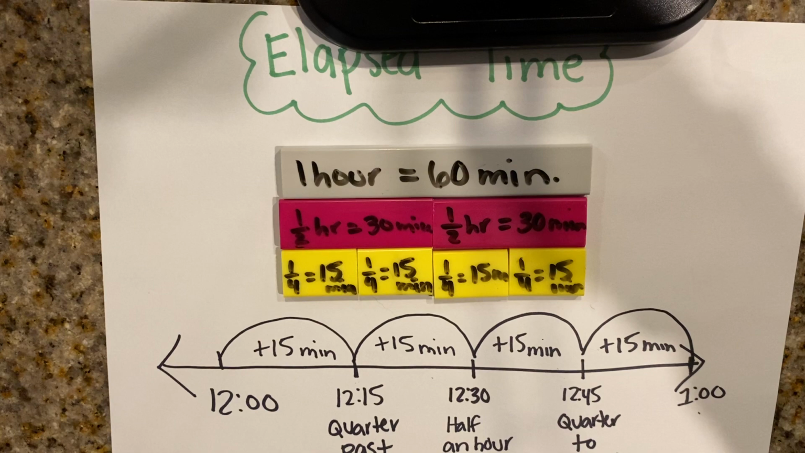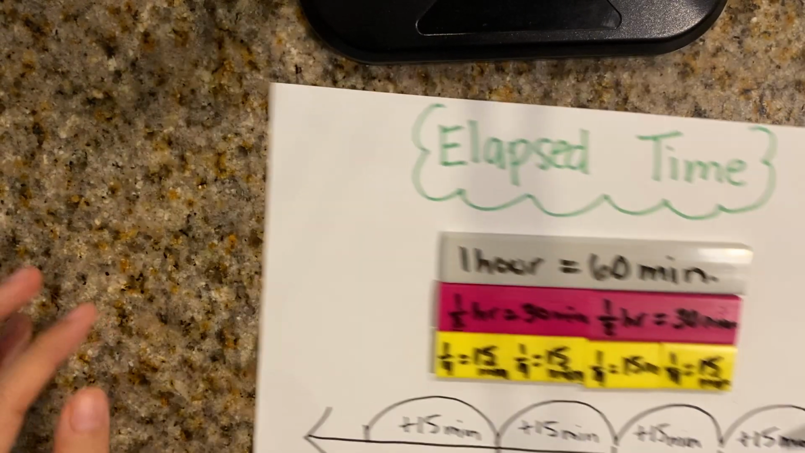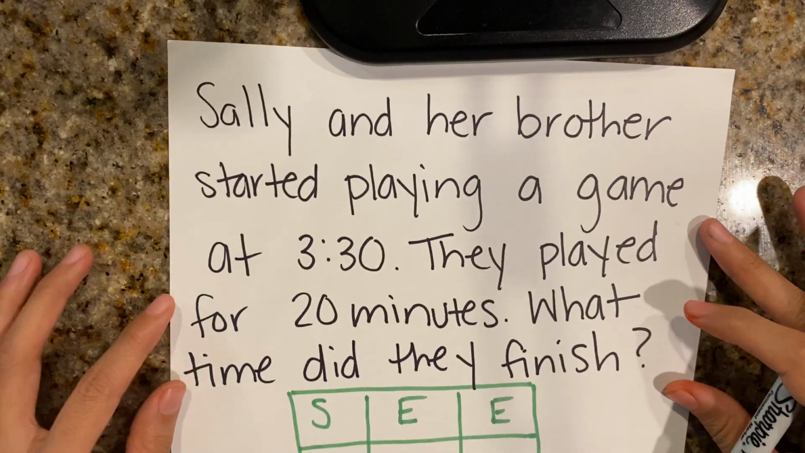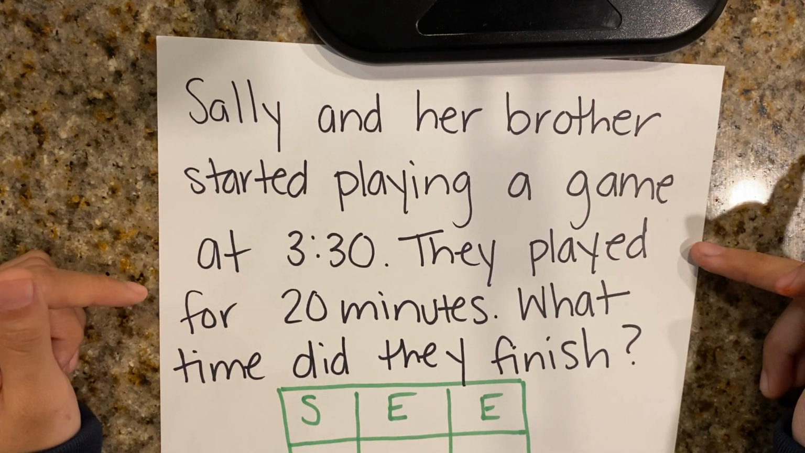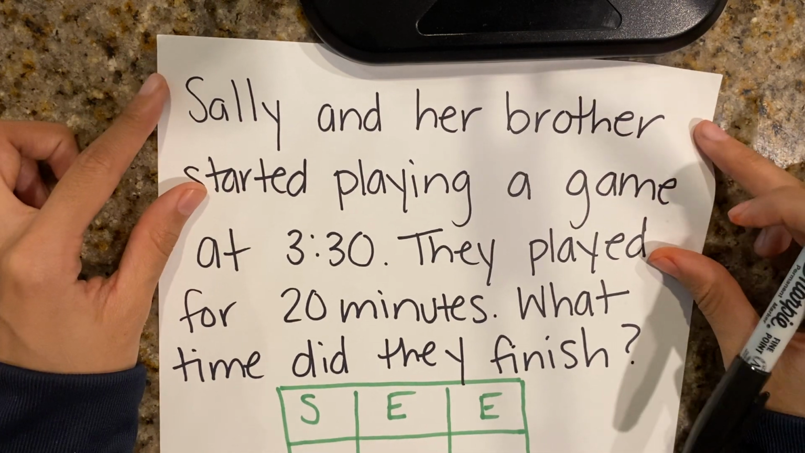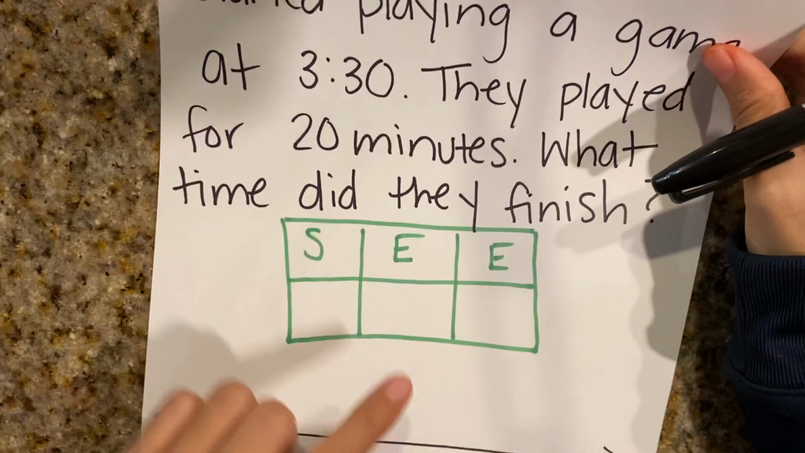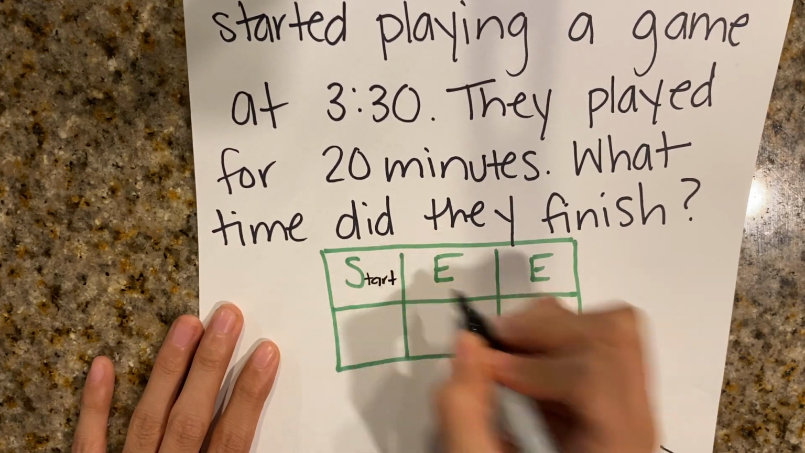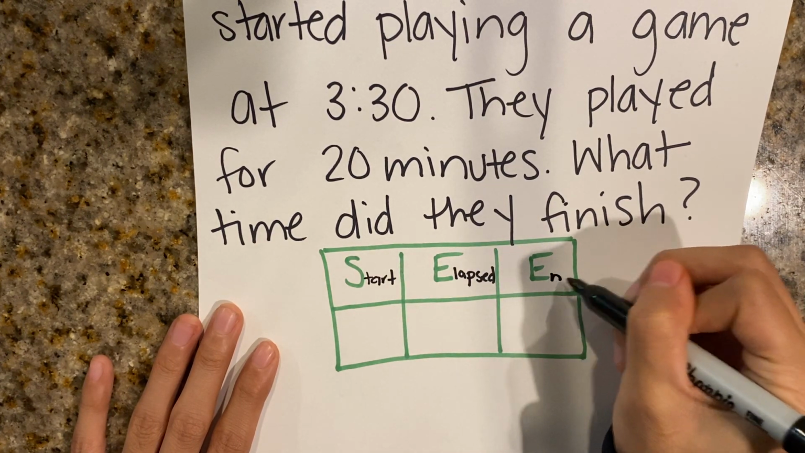So now we're going to go ahead and look at a word problem and then solve it together. The word problem that we're looking at for elapsed time: Sally and her brother started playing a game at 3:30. They played for 20 minutes. What time did they finish? Now, what I like to tell my students is we need to draw our C chart. And our C chart stands for the start time, our elapsed time, and we have to know our end time.